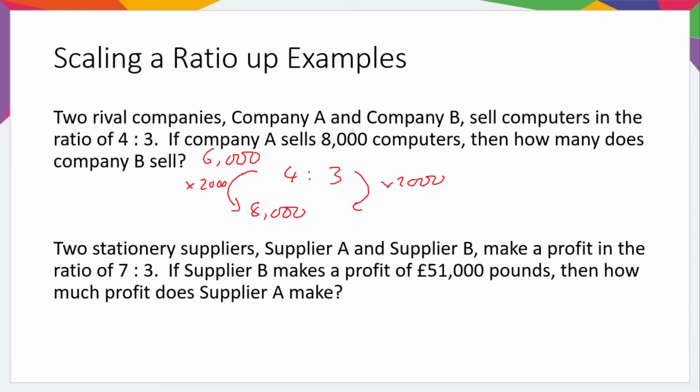In this final example, the ratio of A to B is 7 to 3. Supplier B makes a profit of 51,000. So how many times are we scaling the ratio up? I don't know how many 3's go into 51,000. So to work that out, I'm going to do 51,000 divided by 3, which is 17,000. So we're scaling this ratio up 17,000 times. 3 times 17,000 is 51,000. So therefore I need to multiply the 7 by 17,000 as well, and 7 times 17,000 is £119,000.